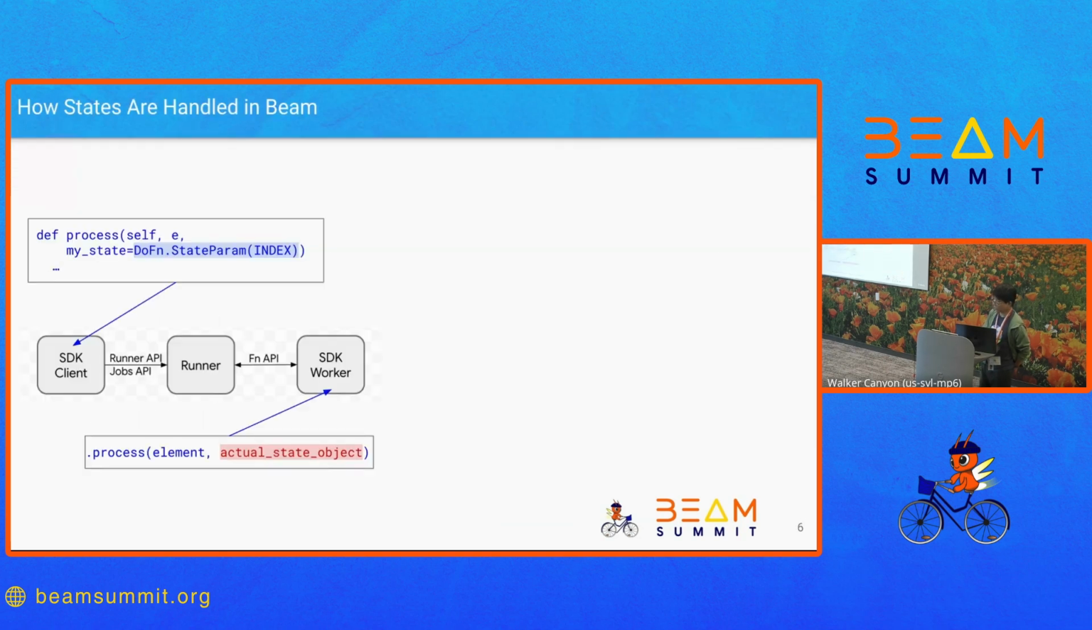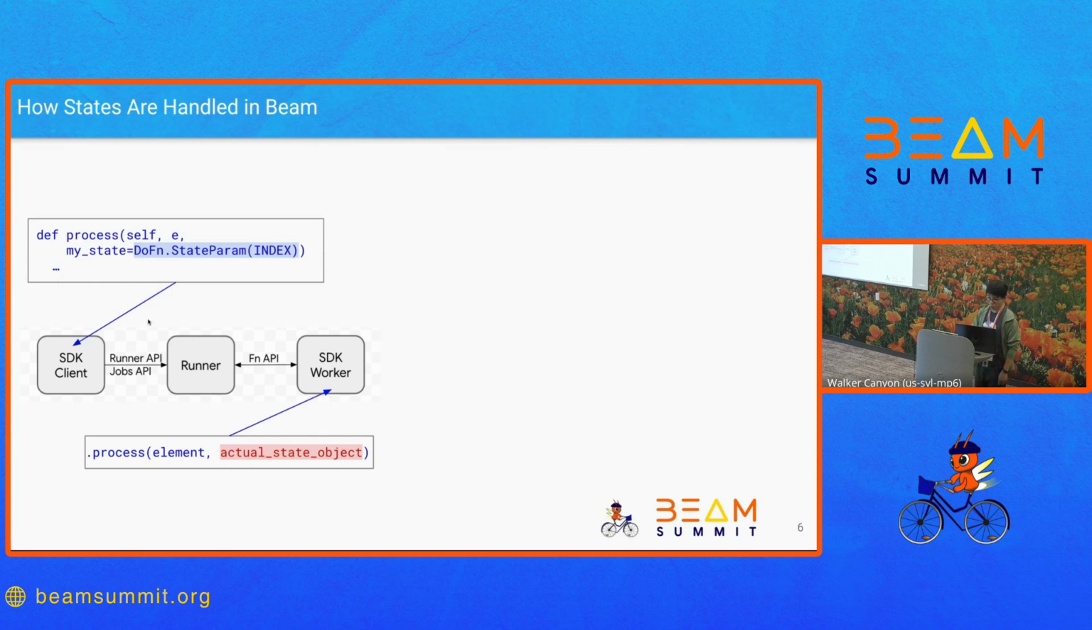So here on the left, we can see there are the three major components in the Beam data processing pipeline. We have the SDK client, the runner, and the SDK worker. Let's assume that we define a pipeline in which there is a stateful DoFn. Notice here, the default value of the state variable defined here is actually a placeholder. The state proto only includes information of a state spec. The state ID and coder are basic information, metadata.